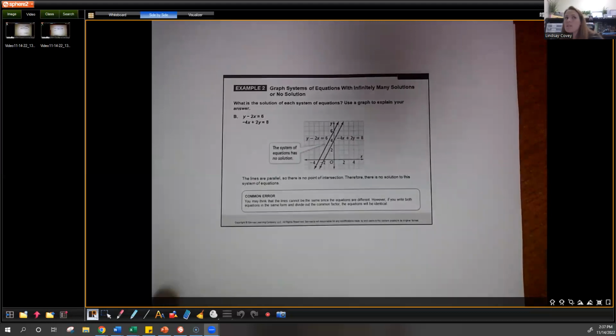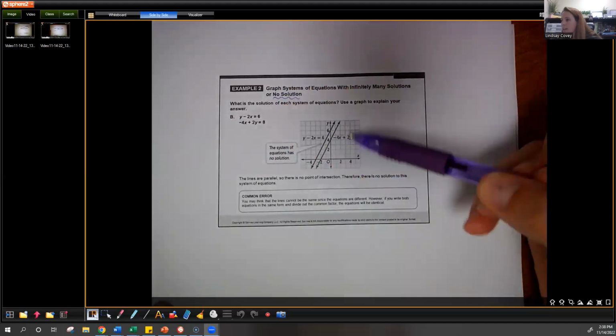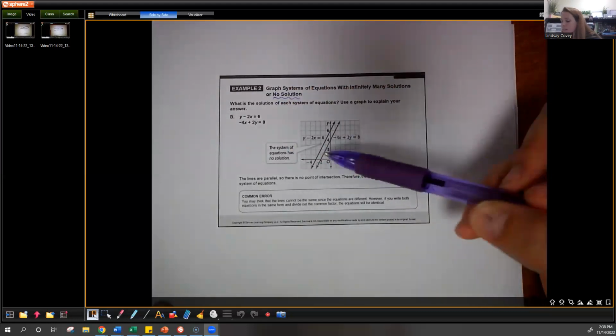Now, we learned when it had one solution, and we learned when we had infinite solutions. So now we're going to look and see what it means if it has no solution. Looking at this example, that just means that the lines will never intersect. They are not the same line. They're never going to cross. They're never going to have an ordered pair that will satisfy both equations.